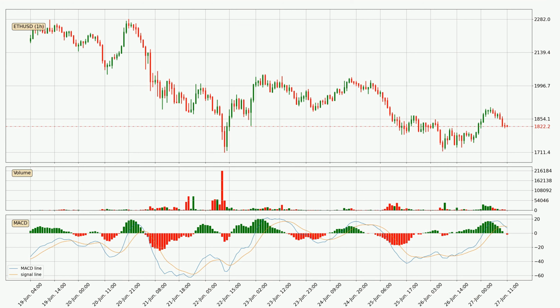If we now look at the current hourly MACD, the MACD line is below the signal line, which shows that the current trend is on the downside. The MACD histogram shows that the momentum is currently strong and it could be expected the price to go further to the downside.